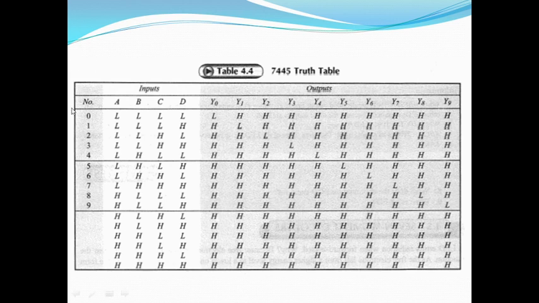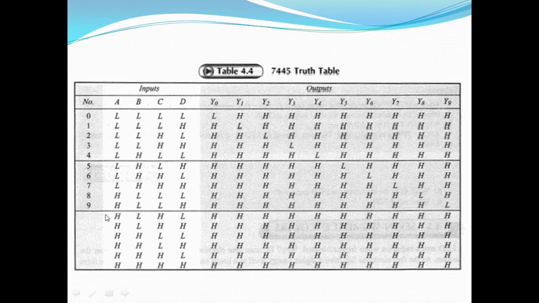Similarly, when the input is going to be 2, that means L, L, H, L, 0010, that is the decimal equivalent of 2, then only Y2 is going to be active and the output of Y2 is going to be low. All other outputs are going to be in a high state. That way, this IC is going to work from 0 to 9, which are valid inputs.